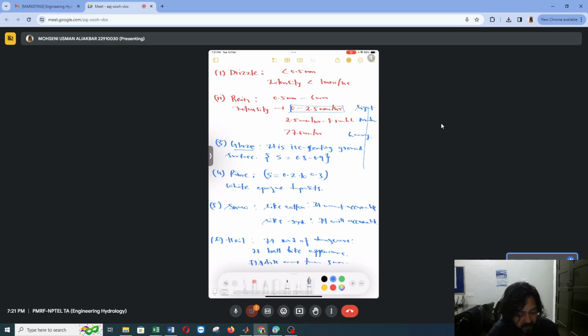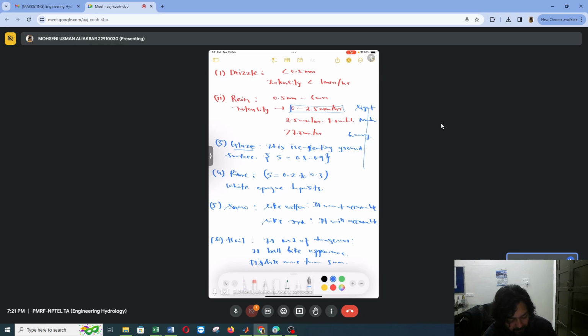So we first started with the liquid phase. In liquid phase the precipitation is of two types. First is drizzle and next is rain. Drizzle is the smallest, tiniest particle of water droplet, less than 0.5 mm, and the intensity is also very less. But when we talk about rain, the rain varies from 0.5 mm to 6 mm, and its intensity also varies. So based on its intensity we can classify the rain as light, moderate or heavy.